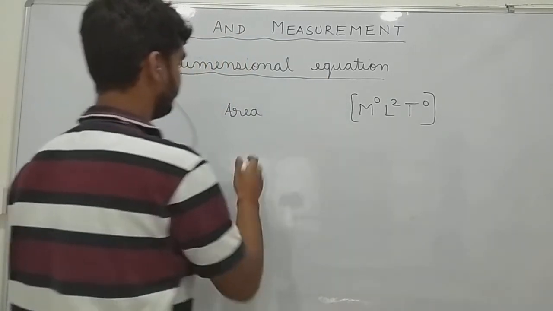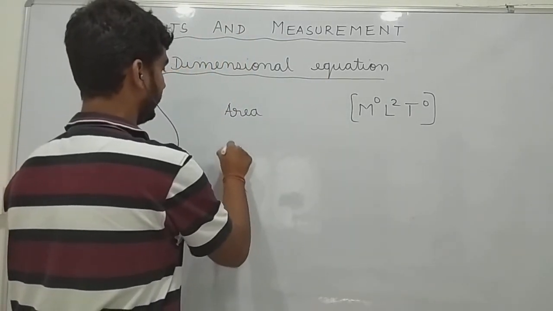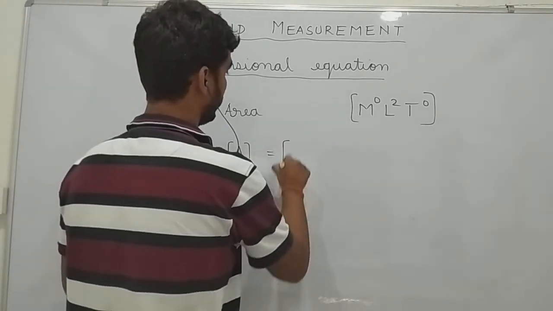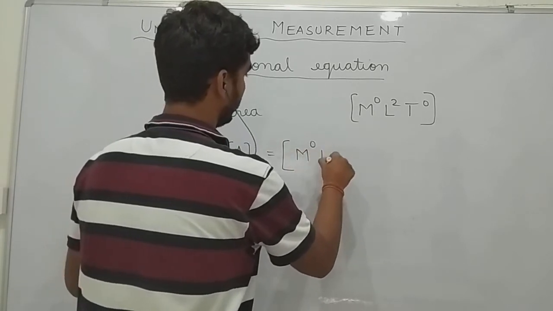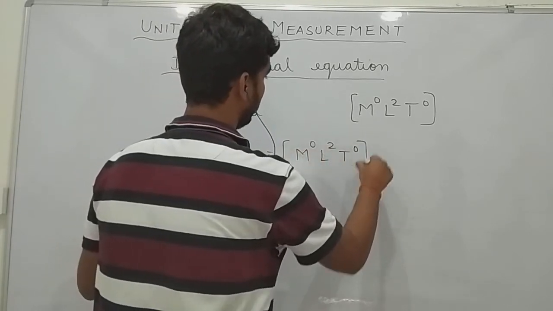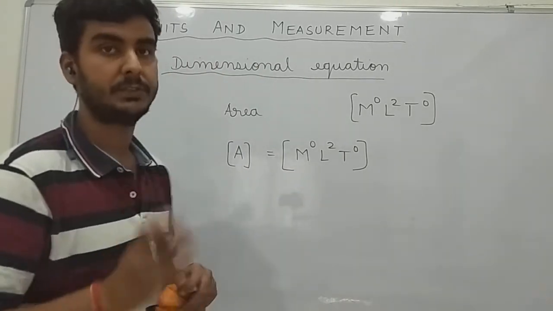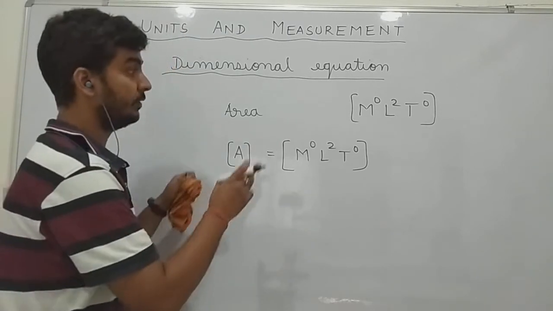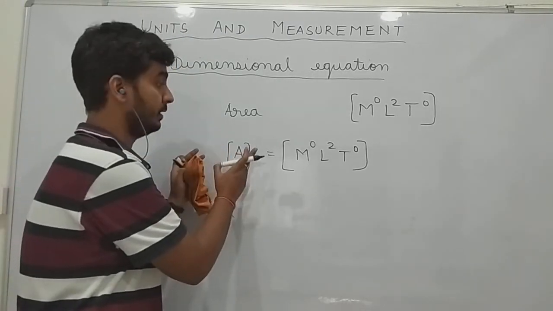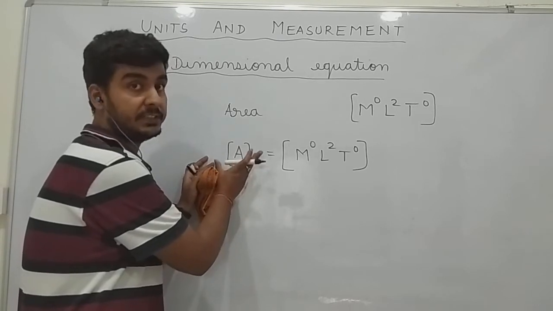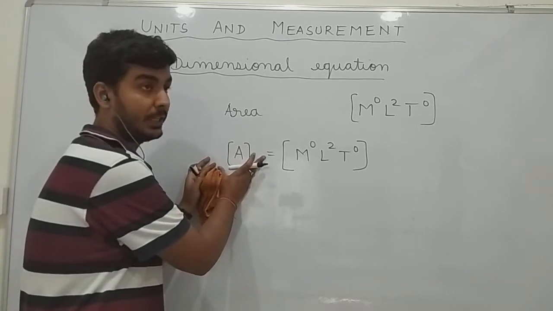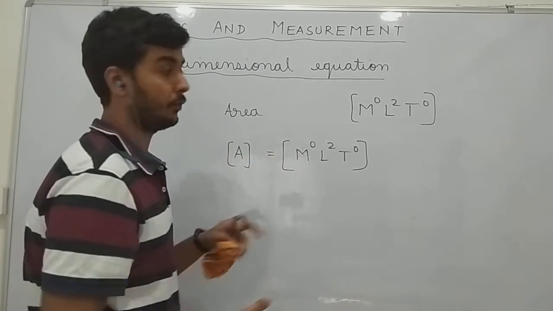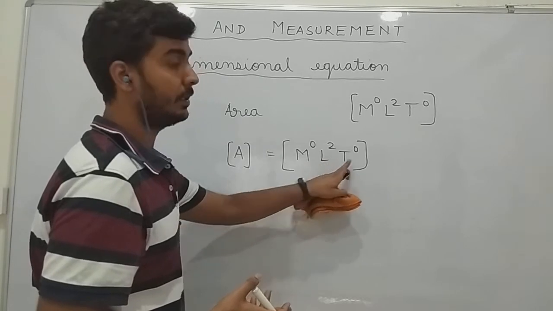So suppose I write A. This A contained in square bracket represents area. Area is equal to m0 L square t0. Now this is what you call a dimensional equation, in which the LHS, left hand side, represents the physical quantity contained in the square bracket. This A in square bracket means area is equal to its dimensional formula, that is m0 L square t0.